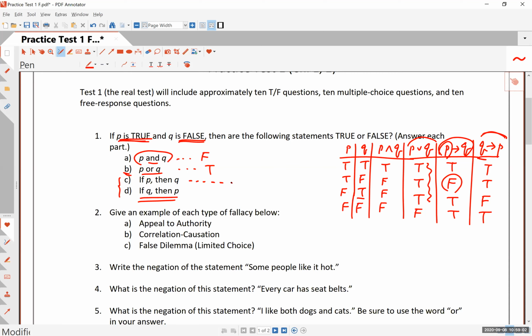If P then Q, I'm saying P is true and Q is false. That's exactly the case where this is false, right? That's right here, because P is true and Q is false. But if you reverse that arrow, if Q then P, then this line, maybe I should highlight this. This thing here is saying P is true and Q is false. That's this line. So if you look at this line, the answer to part A is false, part B is true, part C is false, and part D of this problem turns out to be true.